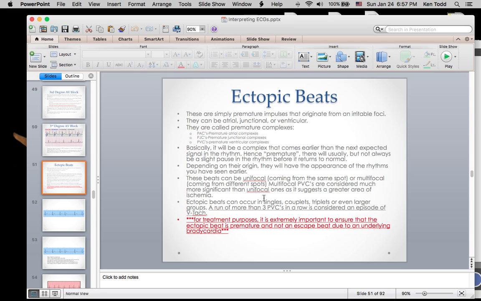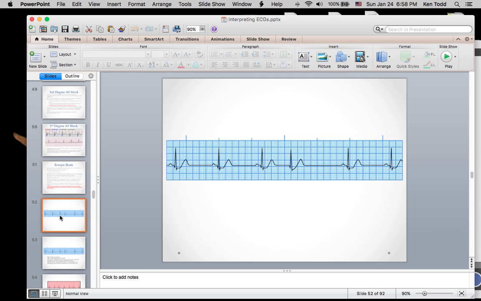So two terms that they use are unifocal and multifocal. Unifocal means it's coming from the same spot. So if you have one small area of the heart that's become ischemic or irritated and is consistently firing, all the QRSs coming from that point will look the same. If you have QRSs that look bizarrely different from each other, then they're probably coming from very different places of origin. So, like I said, they can come from anywhere.